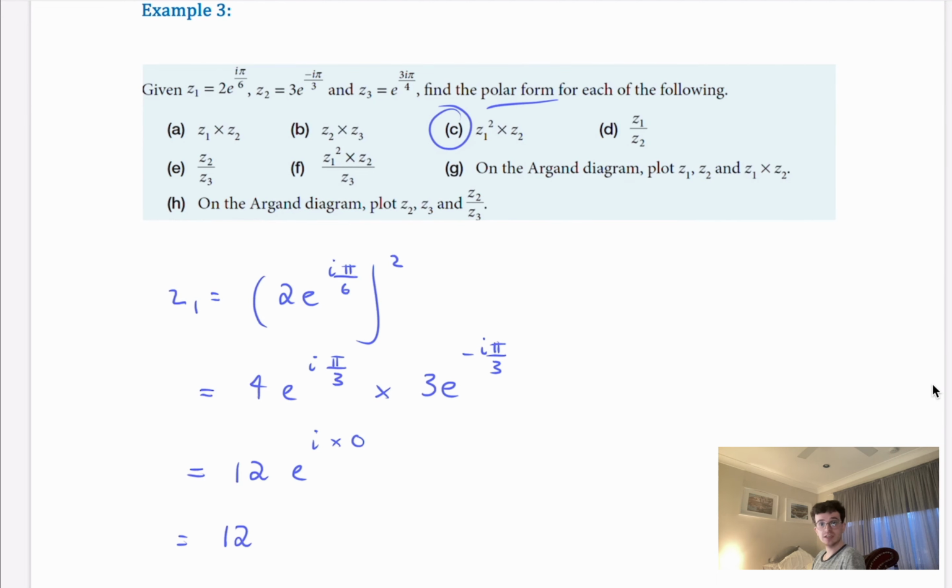So that in a nutshell is Euler's formula. Of course, in class, we will get into some harder examples, but this is just an overview of Euler's formula.